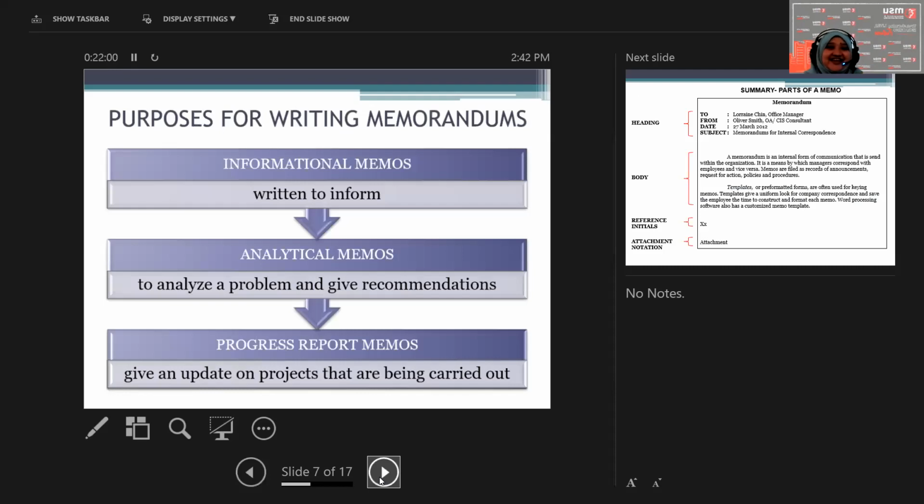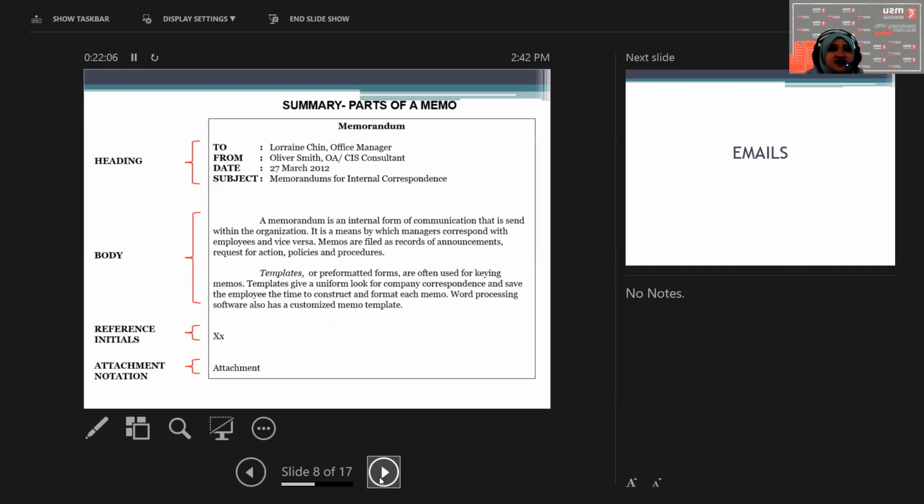Let's get back on track. To give an update on projects that are being carried out. Next is a summary of the parts of a memo. This is general, and this one is written in paragraph form. It could also be simplified into shorter information. So still the heading of memorandum: the word memorandum or memo must be written on top so that we know it's a memo. Then, to Lorraine, office manager, from Oliver Smith, CIS consultant, the date, the subject, and the body paragraph.